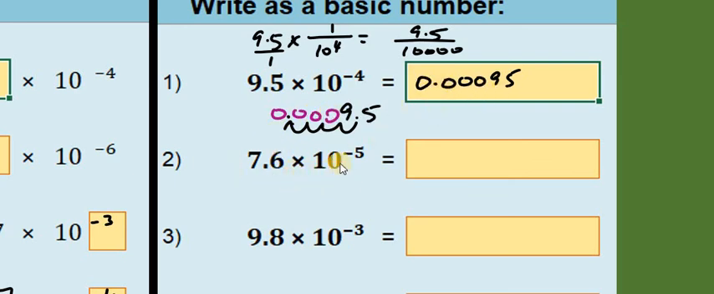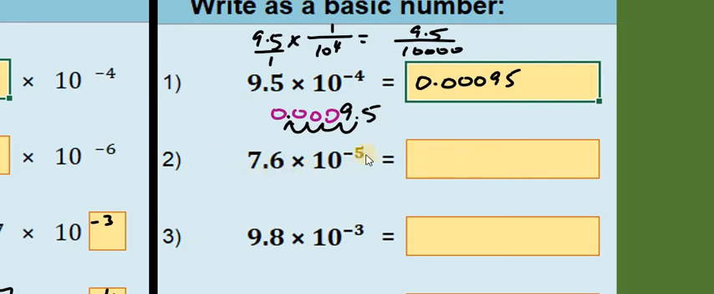Next, 7.6 times 10 to the negative fifth power. Again, move the point 5 places to the left. So once we shift it once, that takes care of one of the powers here, so we'll have negative 4 remaining. So we should have 4 zeros. And so that will be 0.00076. Let me see if that's correct. No, that's not correct. All right, let's do this over.